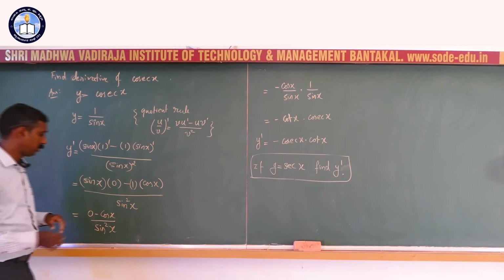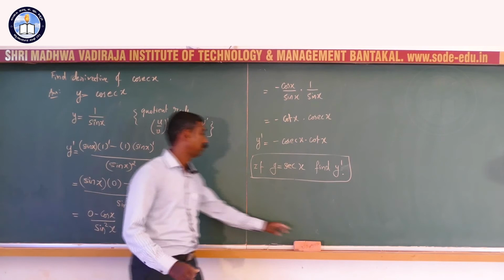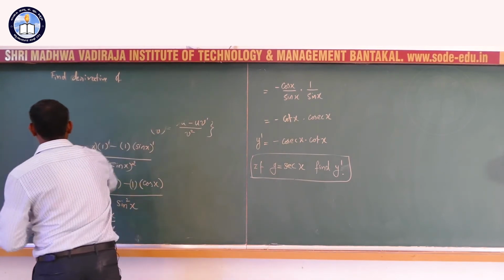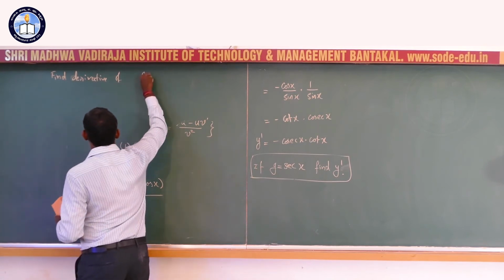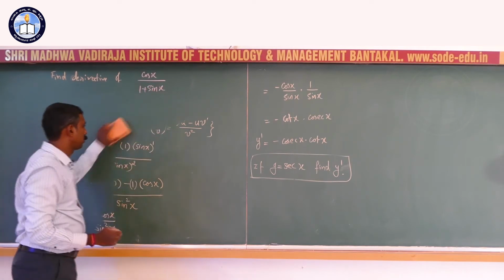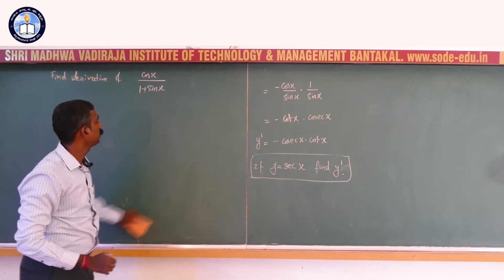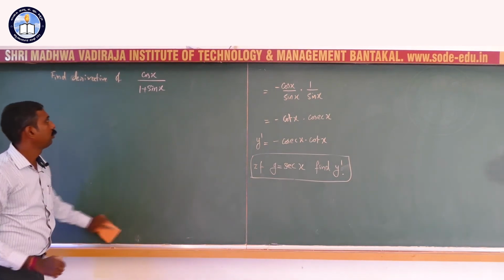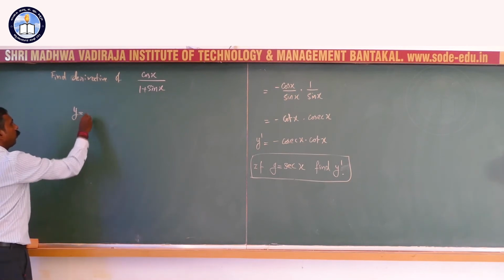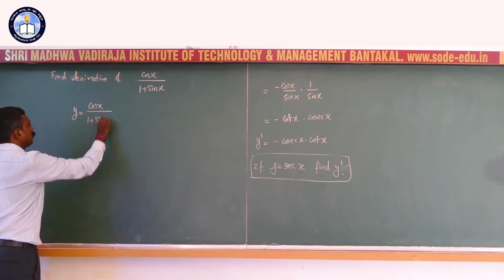cos x divided by 1 plus sin x. Find the derivative of cos x divided by 1 plus sin x. So, how to find the derivative? Immediate observation is we have to apply the quotient rule. So, what we can do? Y is equal to, let it be, cos x divided by 1 plus sin x.